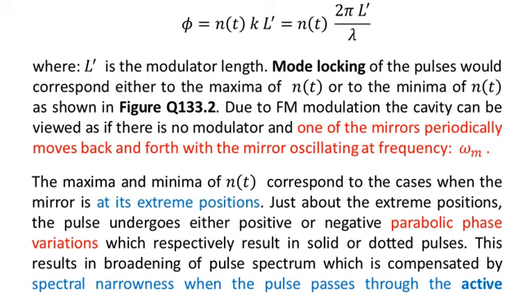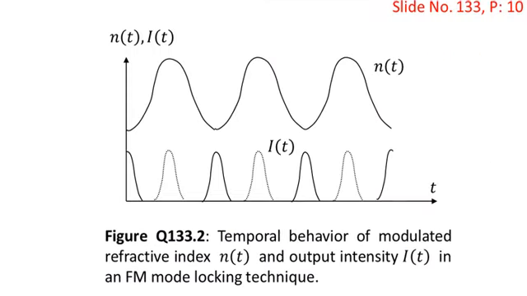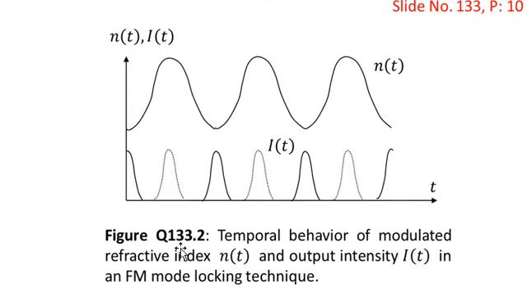So let me show you first figure number 2. This is figure number 2. The caption of the figure is temporal behavior of the modulated refractive index n of t and the output intensity I of t in an FM mode locked technique. So this is the variation of the refractive index of the modulator, n of t, and these are the laser pulses that would pass through the modulator.